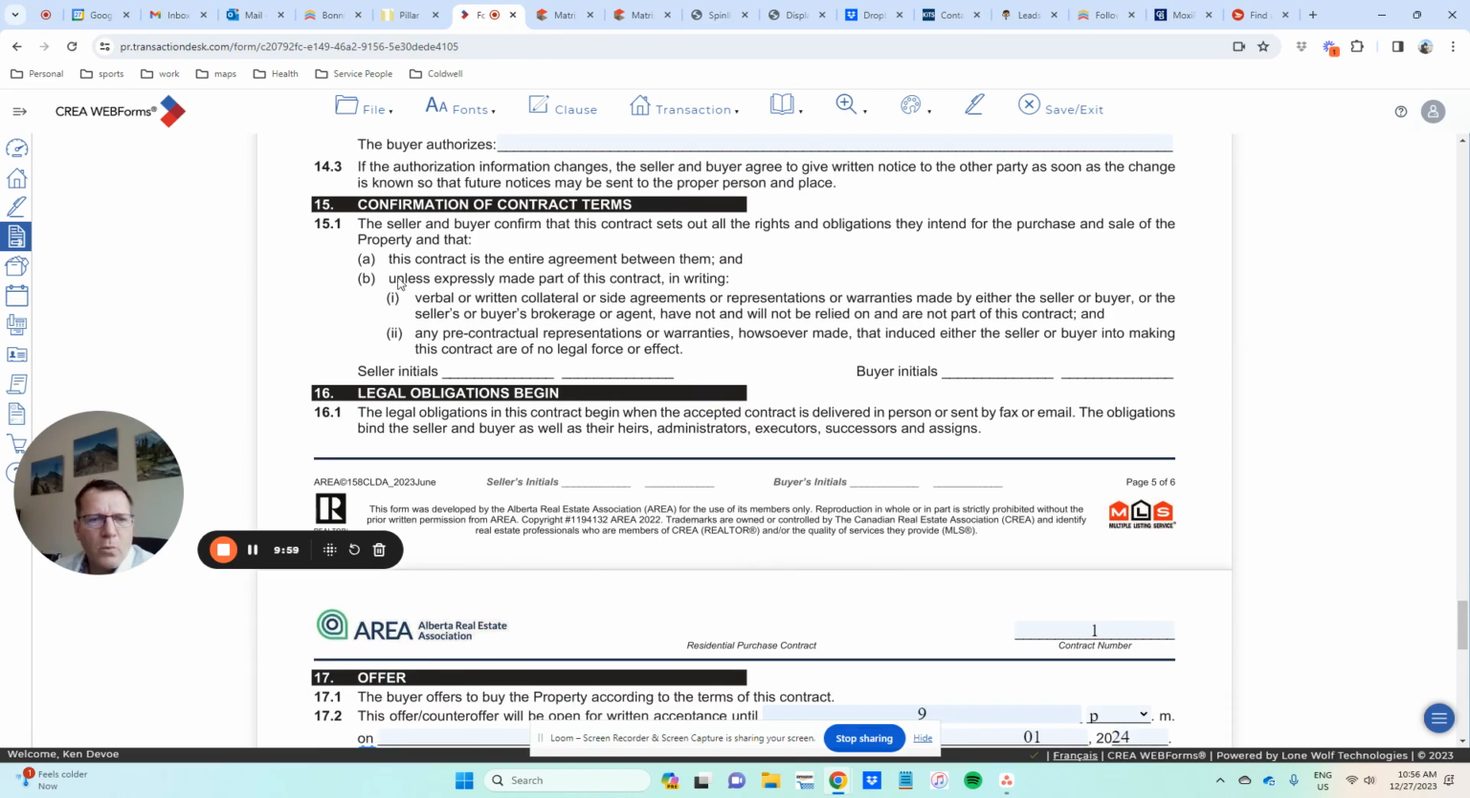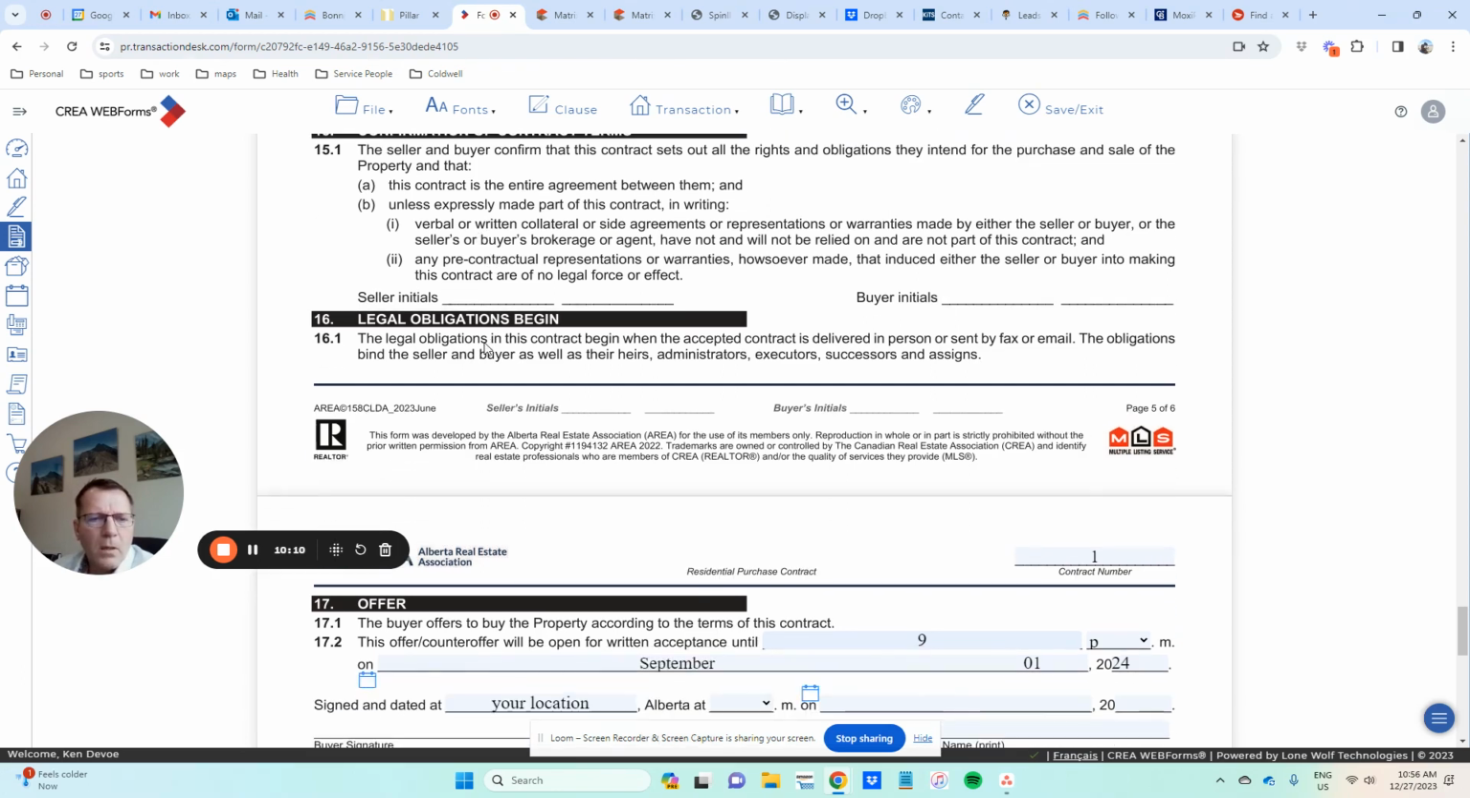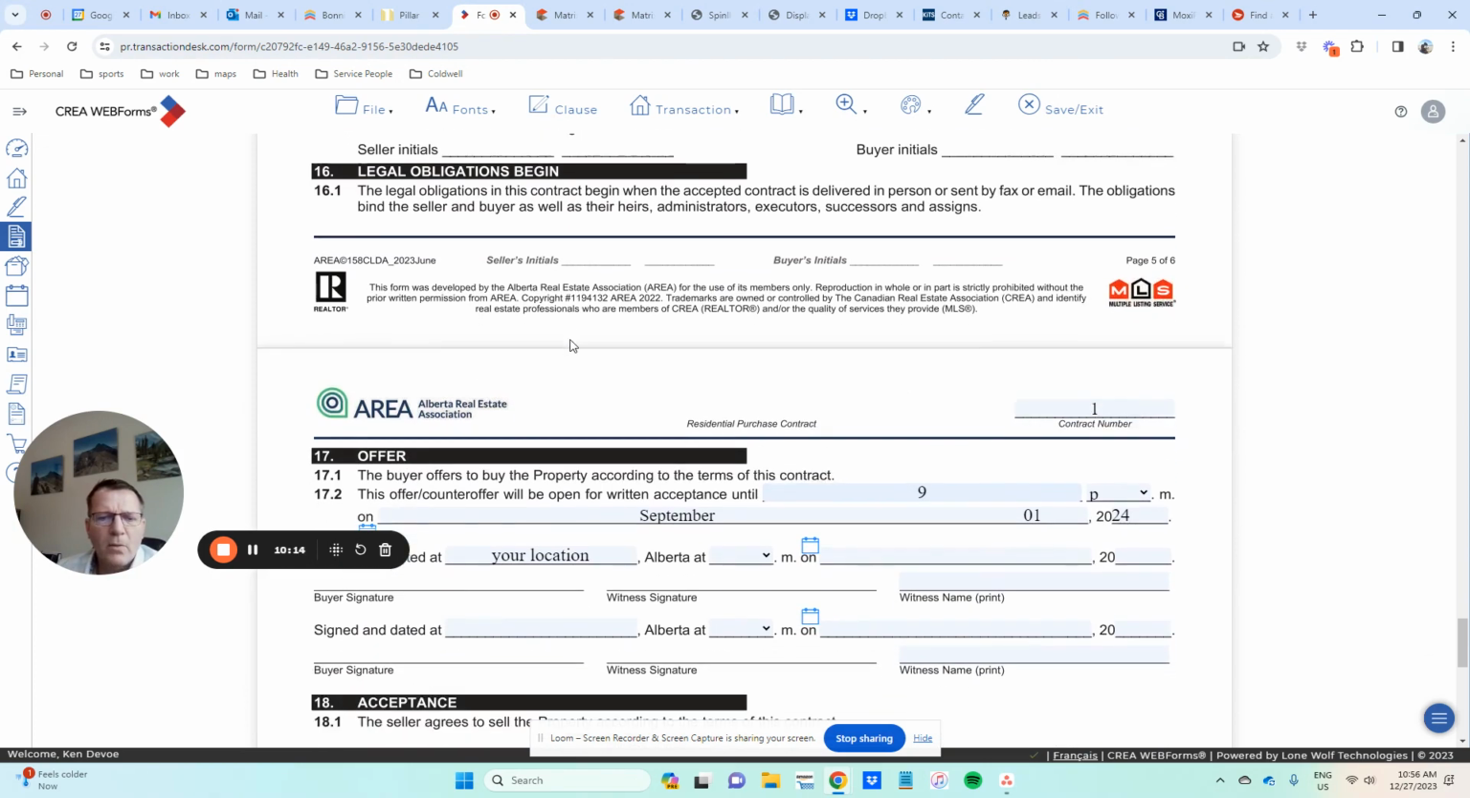Confirmation of contract terms. This just says that both parties, the seller and the buyer, both know what you're getting yourself into, and there's no side agreements, things like that. And then legal obligations begin as soon as this contract is signed.